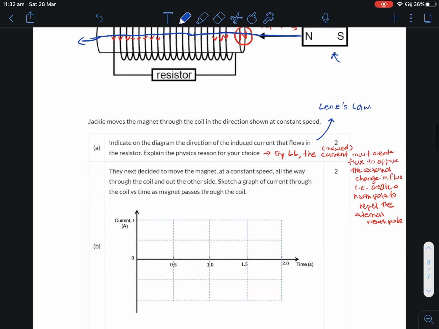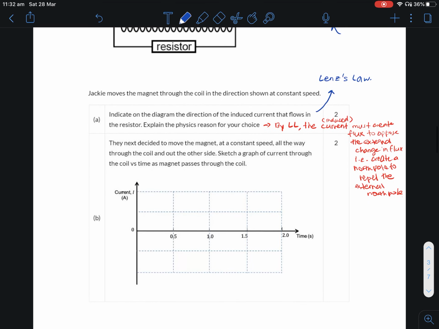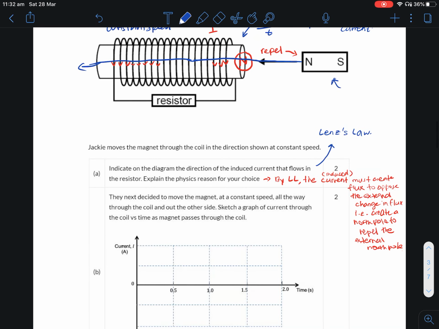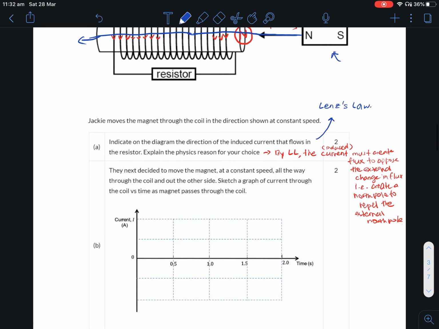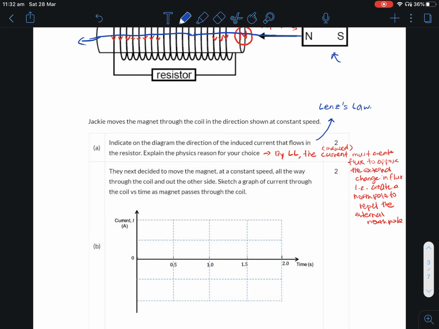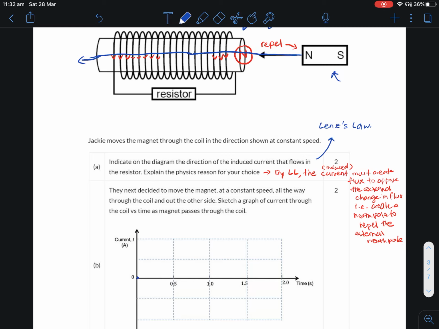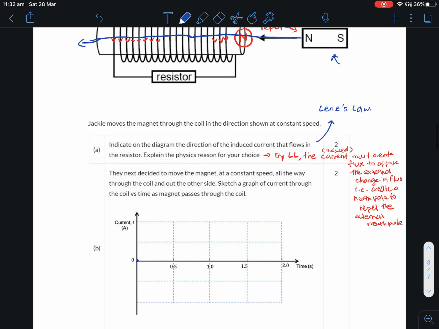And then it asks us to draw a graph of the current through the coil as time passes. Well, we know that when t is equal to 0, the magnet is relatively far away from the solenoid, and so the current is initially going to be 0. But as the magnet moves towards the solenoid, there's going to be a change in flux, isn't it? The conductor is going to experience a change in magnetic flux, and so there's going to be a current induced, as we already know. But it doesn't just keep increasing forever.